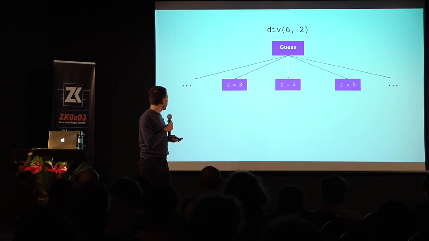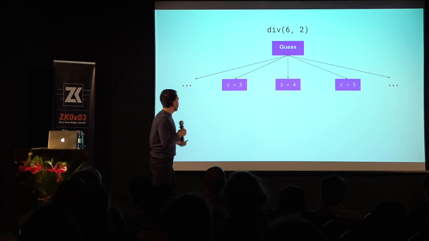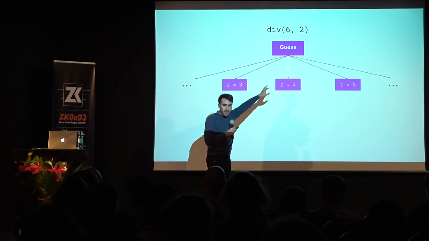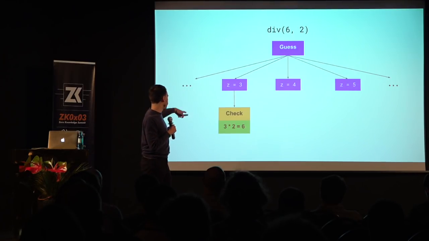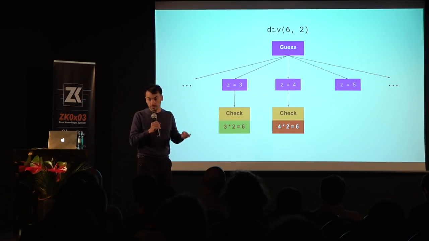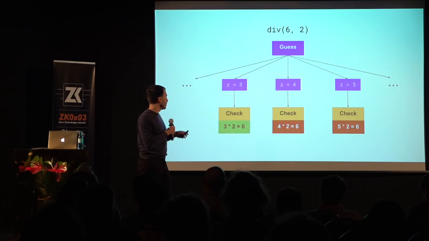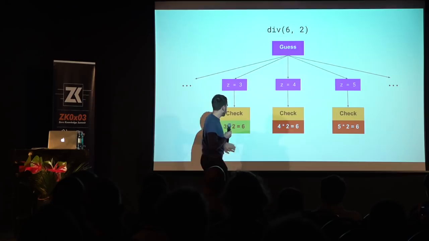So, just to do an example, let's say we want to divide 6 by 2. Conceptually, you first think you're making all possible choices. z equals 3, z equals 4, whatever. And then you check each one. So, okay, 3 times 2 equals 6, yay. 4 times 2 is 8, not 6, so execution halts. 5 times 2 is 10, not 6, so execution halts again. And so this is the only branch that we take in reality.